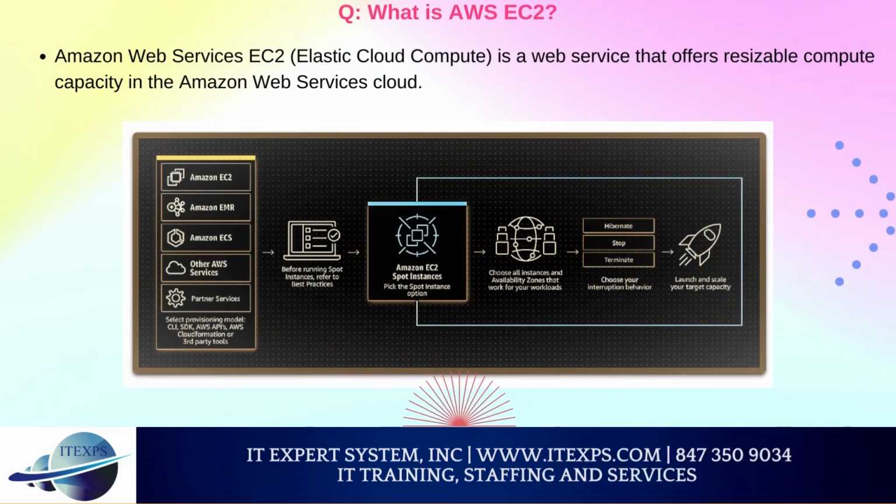What is AWS EC2? Amazon Web Services EC2, Elastic Compute Cloud, is a web service that offers resizable compute capacity in the Amazon Web Services cloud. It provides infrastructure as a service, IaaS, to its consumers. It gives you full control over your computing resources, which you can scale as needed.